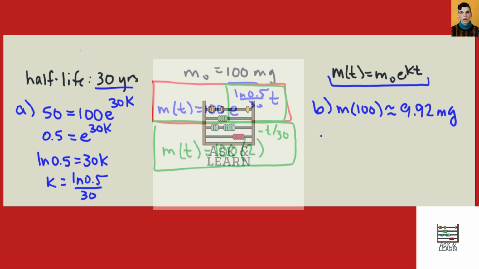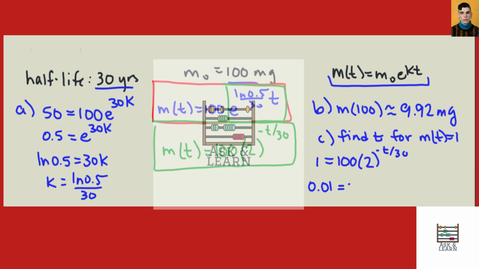And then for part C, what we want to do is find the time when we have 1 milligram. So find t for the mass equals 1. So we can substitute 1 in for mass into either one of our two models and solve that for t. So we're going to divide both sides of the equation by 100, and we get 0.01 equals 2 raised to the power negative t over 30.